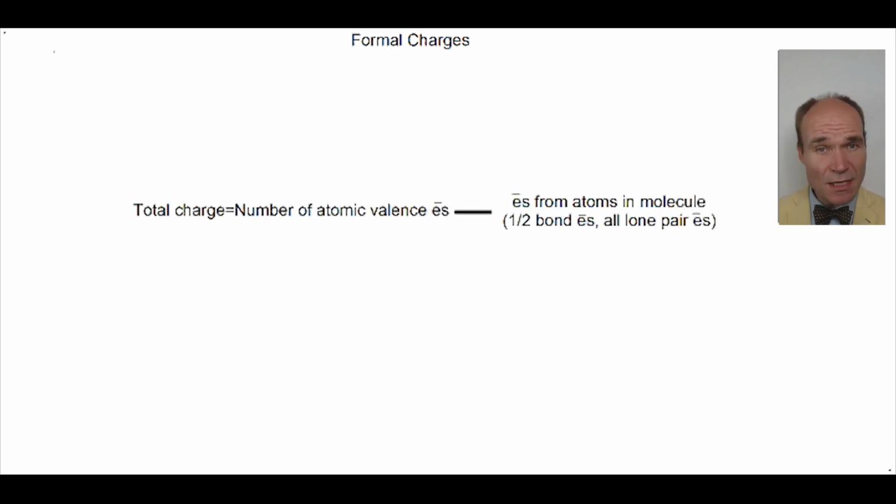valence electrons in a general element and then subtracting the number of electrons in a specific atom for that specific molecule. This is done by counting half the number of bonded electrons and all of the electrons in lone pairs associated with that atom. Let's look at a simple example.